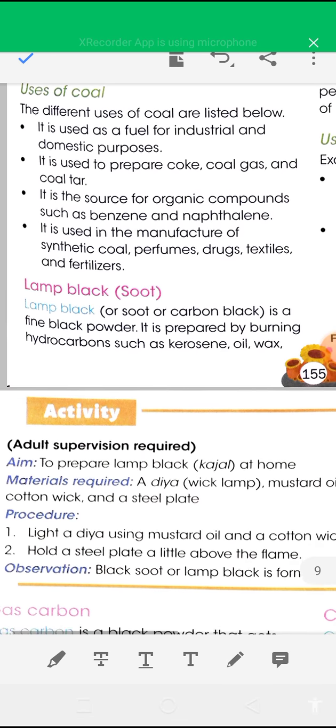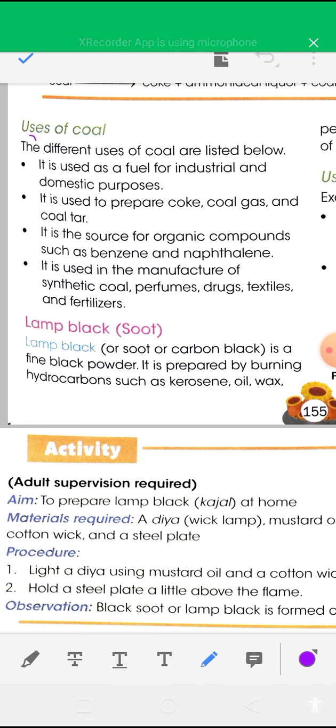Use of coal. It is used as fuel for industry and domestic purposes. It is used to prepare coke, coal gas, and coal tar. It is the source of different organic compounds such as benzene, naphthalene.